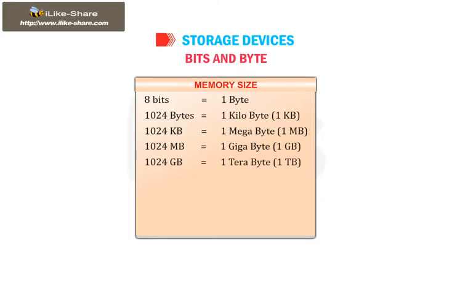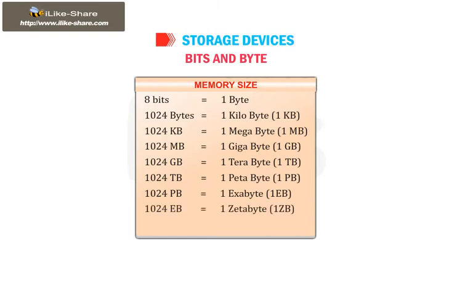1024 TB is equal to 1 petabyte, 1 PB. 1024 PB is equal to 1 exabyte, 1 EB. 1024 EB is equal to 1 zettabyte, 1 ZB. 1024 ZB is equal to 1 yottabyte, 1 YB.